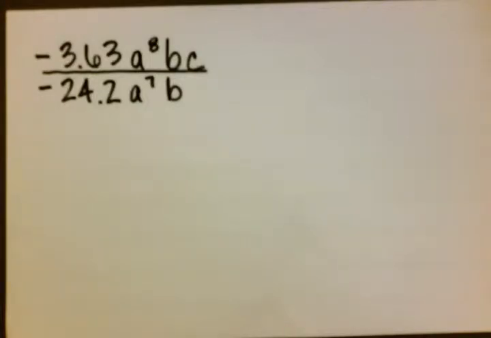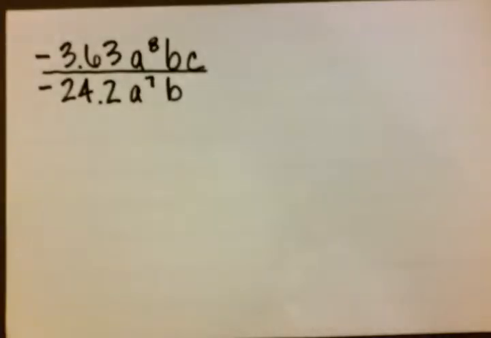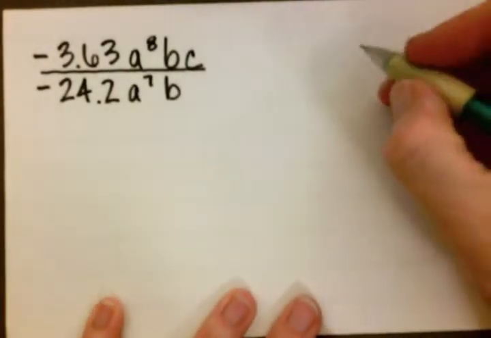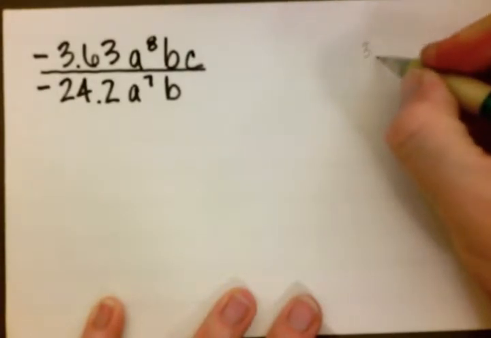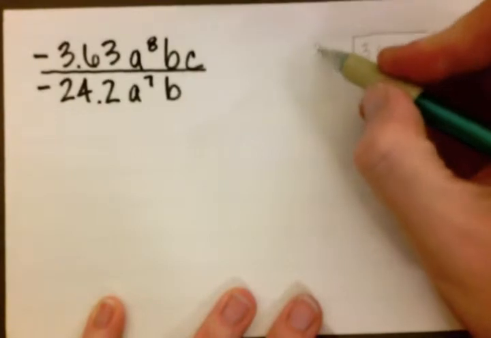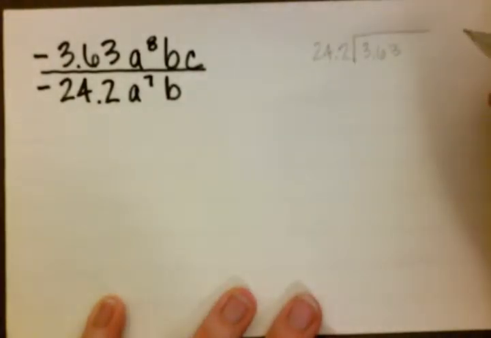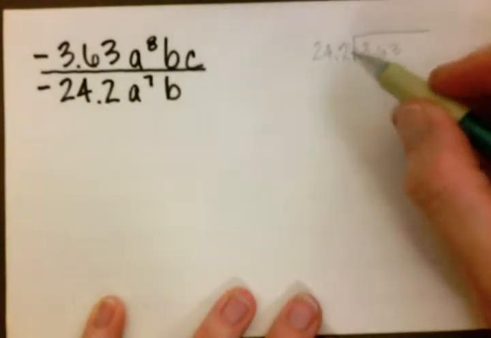So the first thing we want to do is we know that we have negative divided by negative, and when we have that, it leaves us with a positive answer. So let's think about that first. The second thing we want to do is take 3.63, and we want to divide that by 24.2.